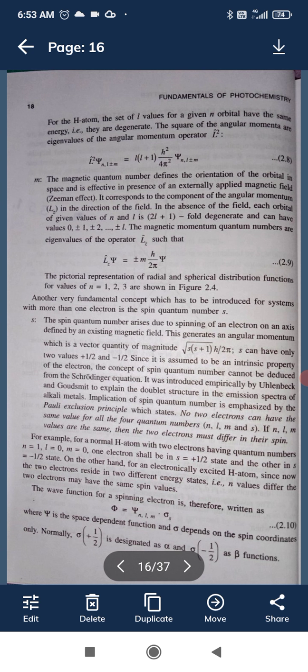So m, the magnetic quantum number, defines the orientation of the orbital in space and is effective in the presence of an externally applied magnetic field. So it corresponds to the component of angular momentum in the direction of the field. In the absence of a field, each orbital of given value n and l is 2l plus 1 fold degenerate and can have values of 0, plus or minus 1, plus or minus 2, up to plus or minus l. The magnetic quantum numbers are eigenvalues of the operator Lz such that Lz psi is equal to plus or minus m h by 2 pi psi.